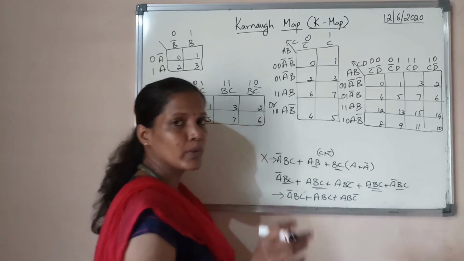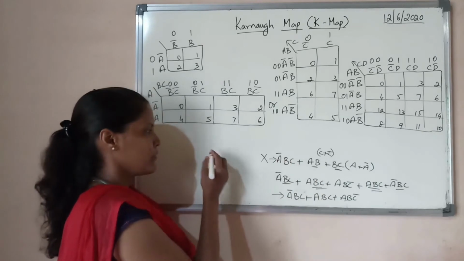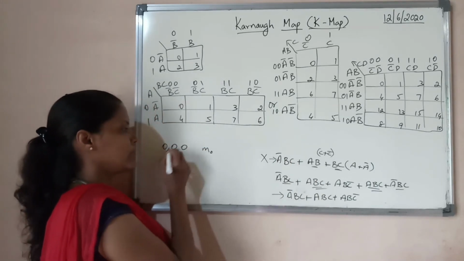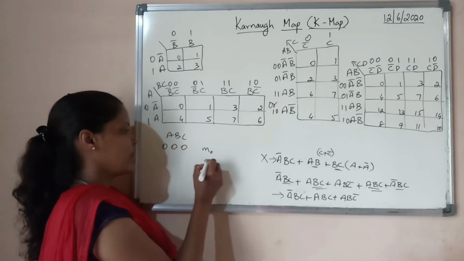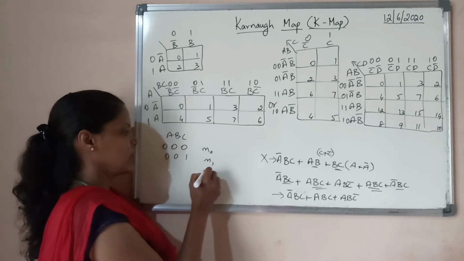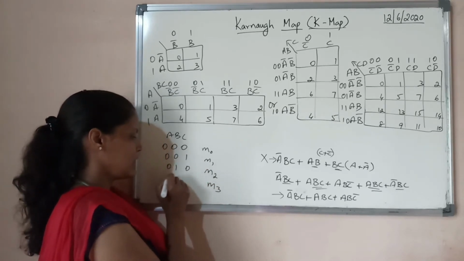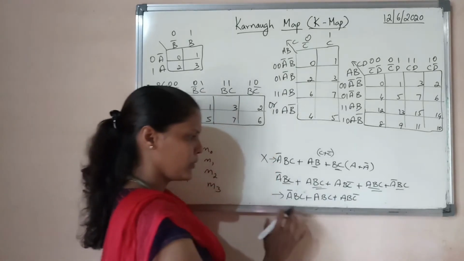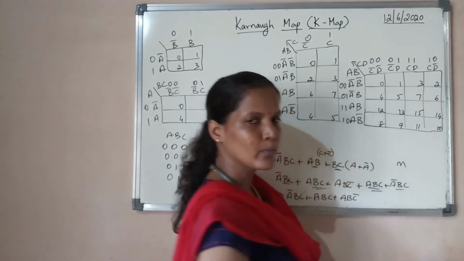I had asked you to write a truth table of 3 variables. For m0, all the values of a b c were equal to 0. m1 is 0 0 1, m2 is 0 1 0, m3 is 0 1 1, like this. So these terms will be called minterms, which will be represented by small letter m.